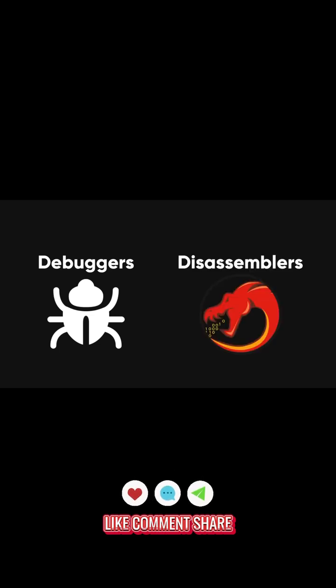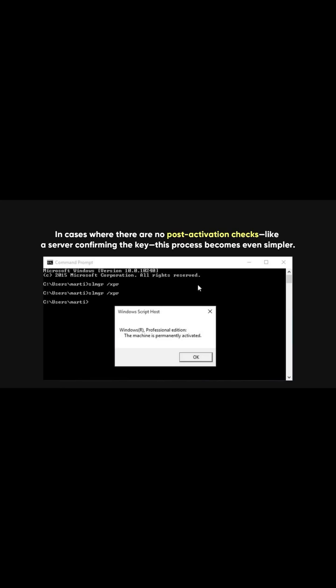Hackers use specialized tools like debuggers and disassemblers to break down the program. Once they've identified the part of the code responsible for activation, they tweak it, recompile the software, and create a crack. For instance, they might disable checks that verify activation, tricking the program into thinking it's been properly activated. In cases where there are no post-activation checks, like a server confirming the key, this process becomes even simpler.